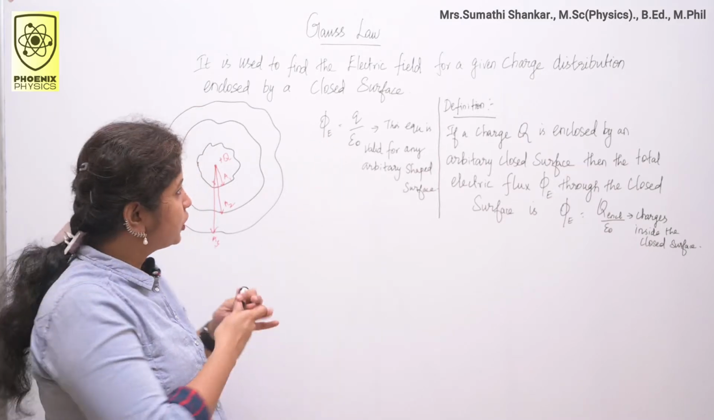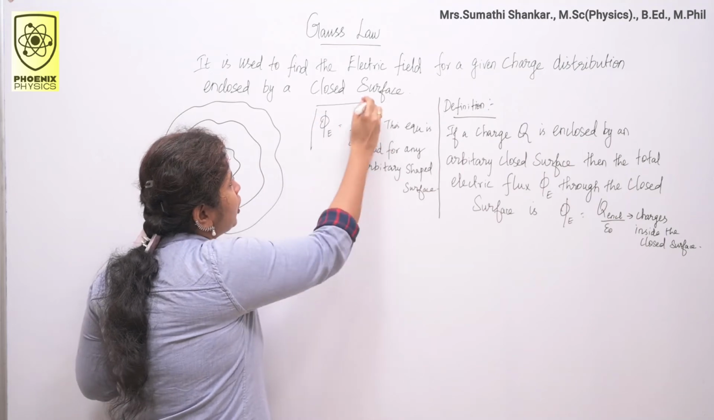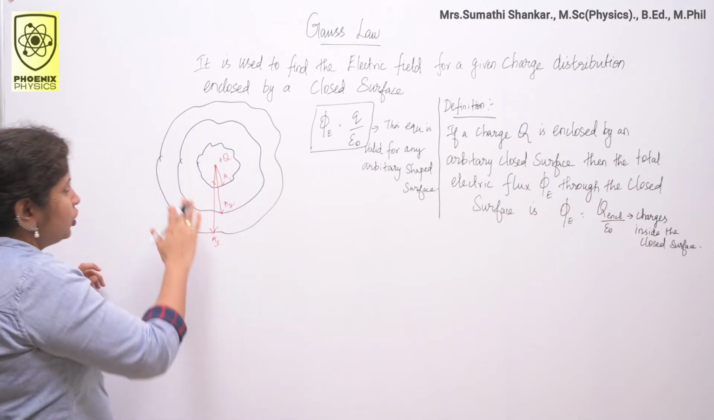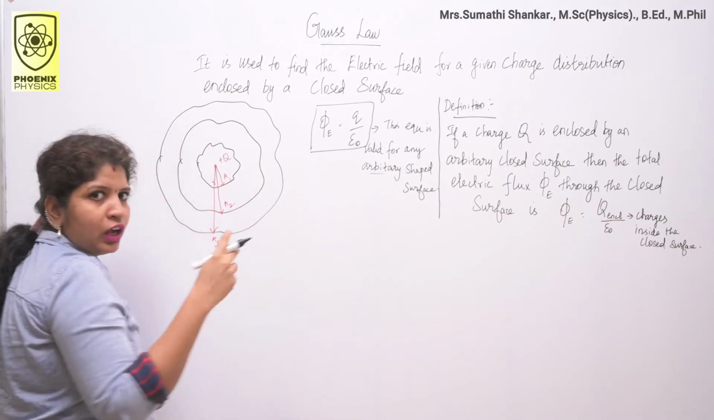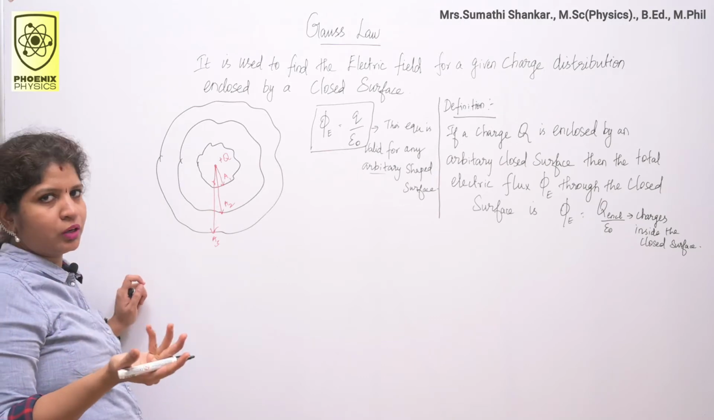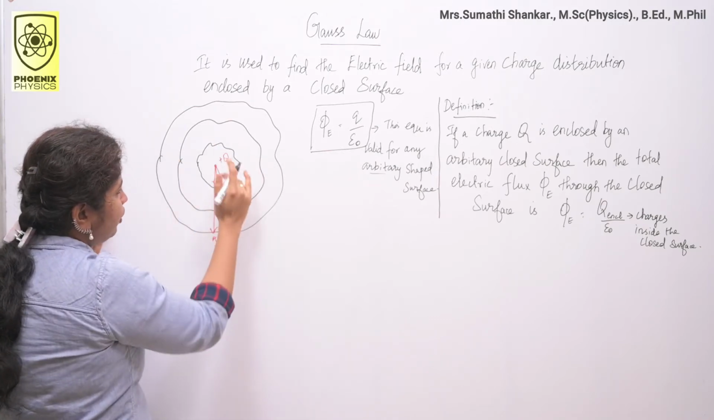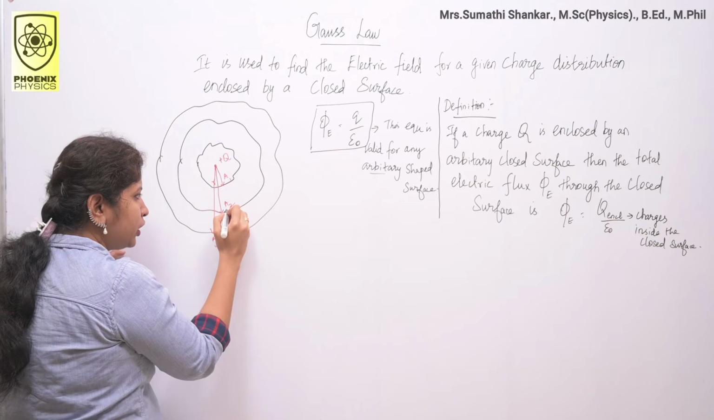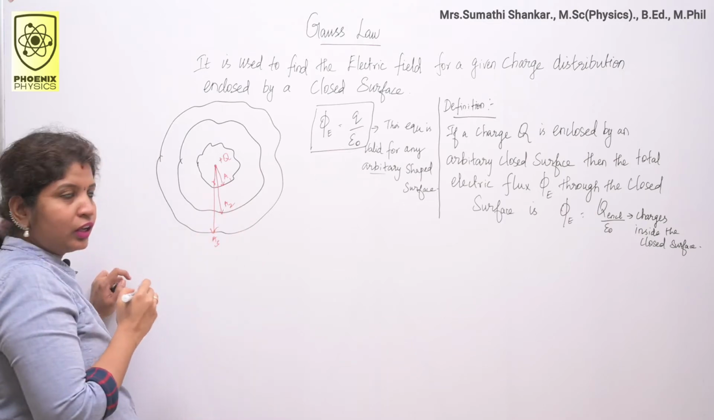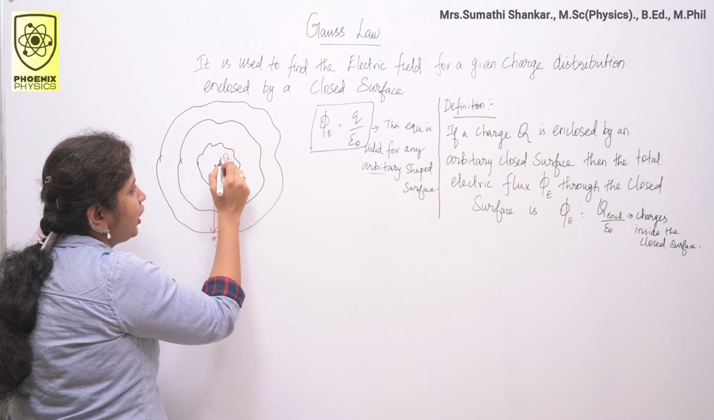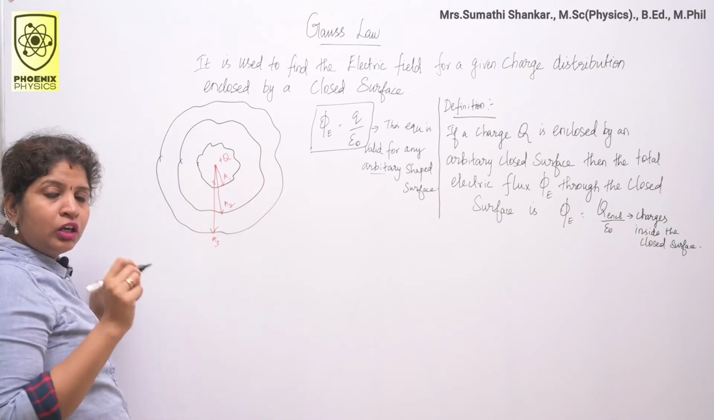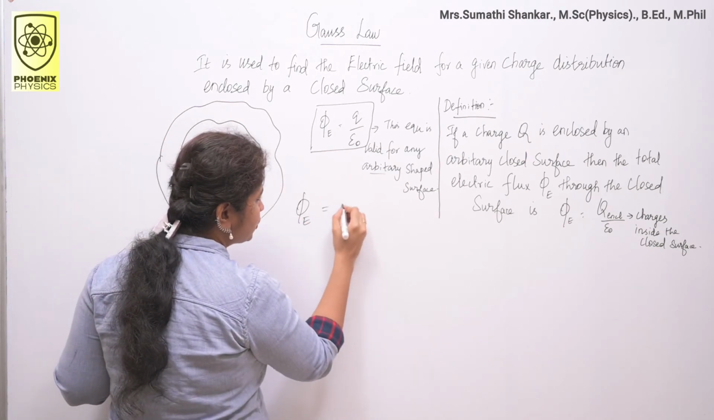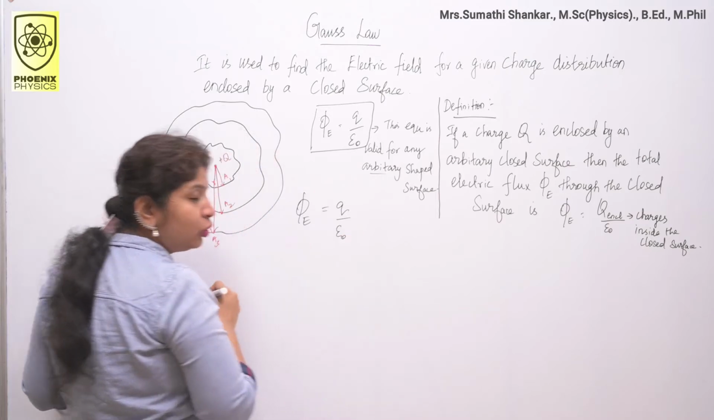This equation is valid for any arbitrary shaped surface. Look at the diagram. What is an arbitrary shaped surface? A randomly chosen shape. So here I have 3 arbitrary shaped surfaces. First one is A1, second one is A2 and third one is A3. Inside these surfaces I have a plus Q point charge. Now tell me what is the flux value? Here flux is nothing but Q by epsilon naught alone.